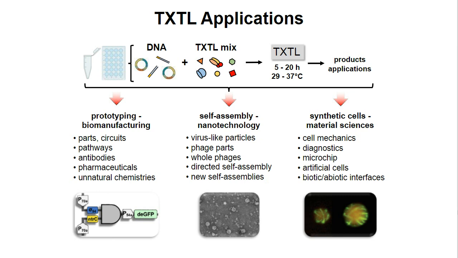There are three main applications in cell-free gene expression synthetic biology. The first one is prototyping and biomanufacturing. With cell-free gene expression, you can rapidly test and prototype DNA parts, gene circuits, and enzymatic pathways that contain different enzymes. You can also biomanufacture biologics like antibodies and pharmaceuticals. And finally, you can also perform unnatural chemistries, like introducing non-natural amino acids into your peptide or your protein.